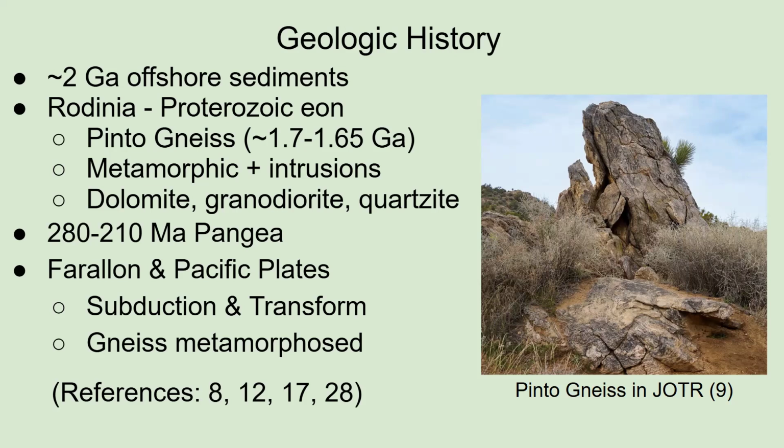During the late Paleozoic to early Mesozoic, additional offshore sediments accumulated. When Pangaea broke apart, North America drifted west and later collided with the Farallon Plate, forming a subduction zone and pushing Joshua Tree up above water. As North America continued to drift west, it overrode the eastern edge of the Pacific Plate and formed a transform boundary.